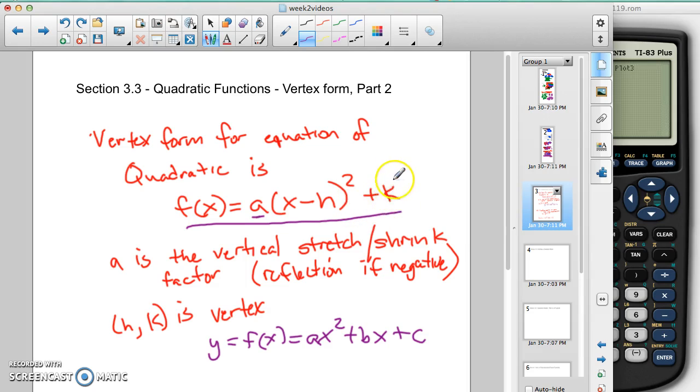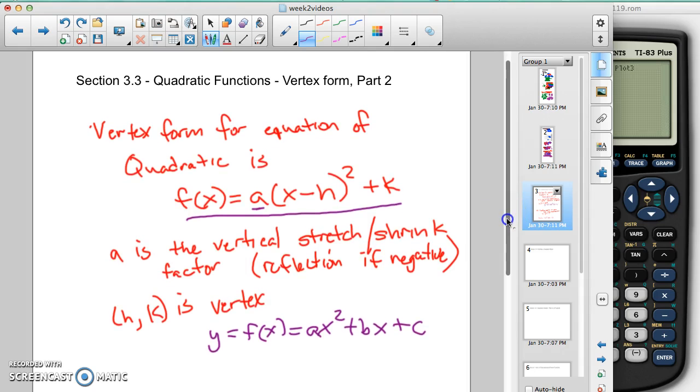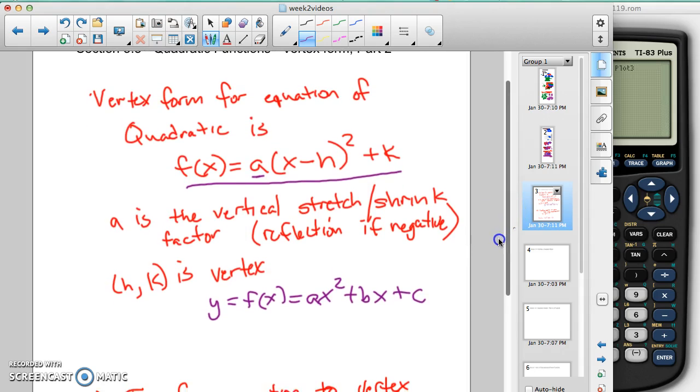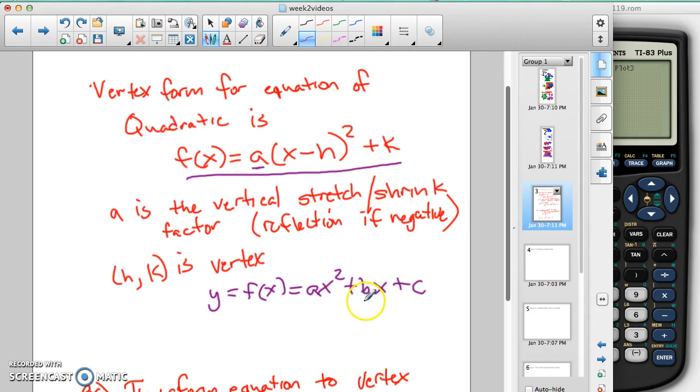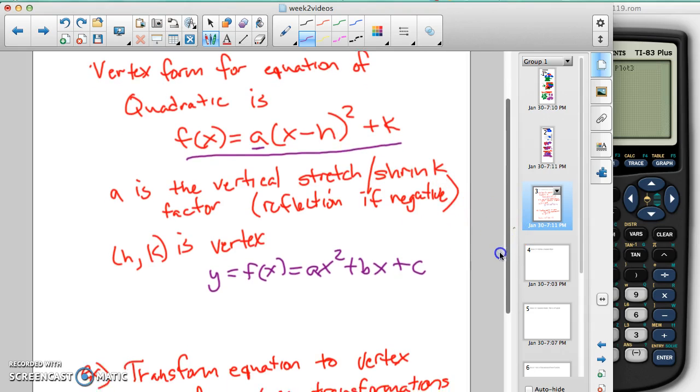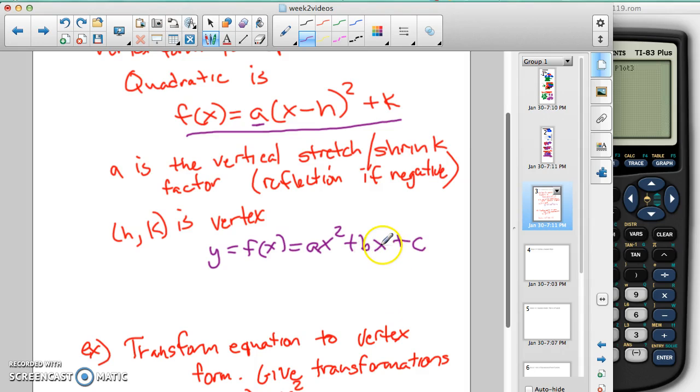Now K is your up and down shift. K shifts up if it's positive, and K shifts down if it's negative. So it matches the sign. Alright, so that's the equation in vertex form, and this is what we call the standard form. We're just translating this form into this form so we can get some information out of the equation. We can get the vertex out of this, but in this one we just see the two numbers that are the vertex. We don't need a formula.